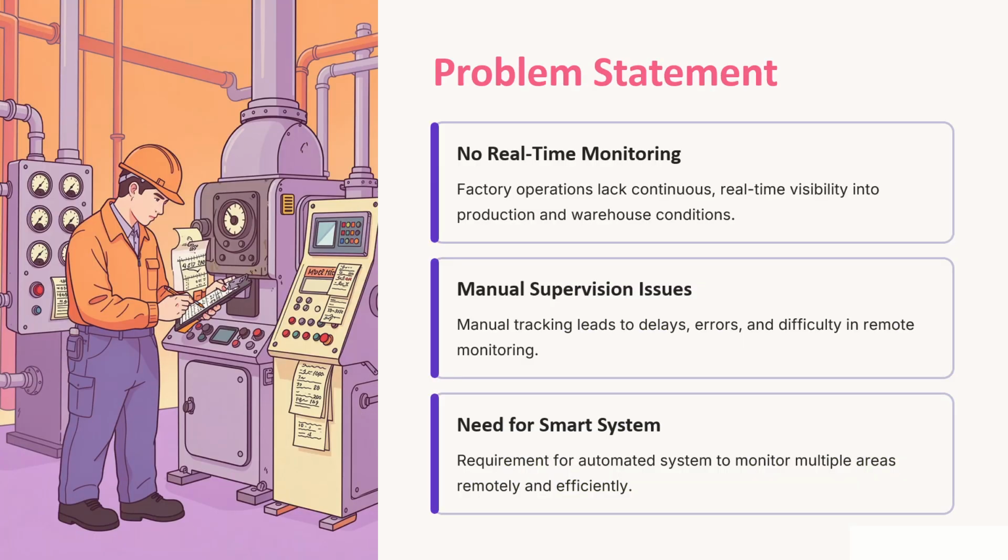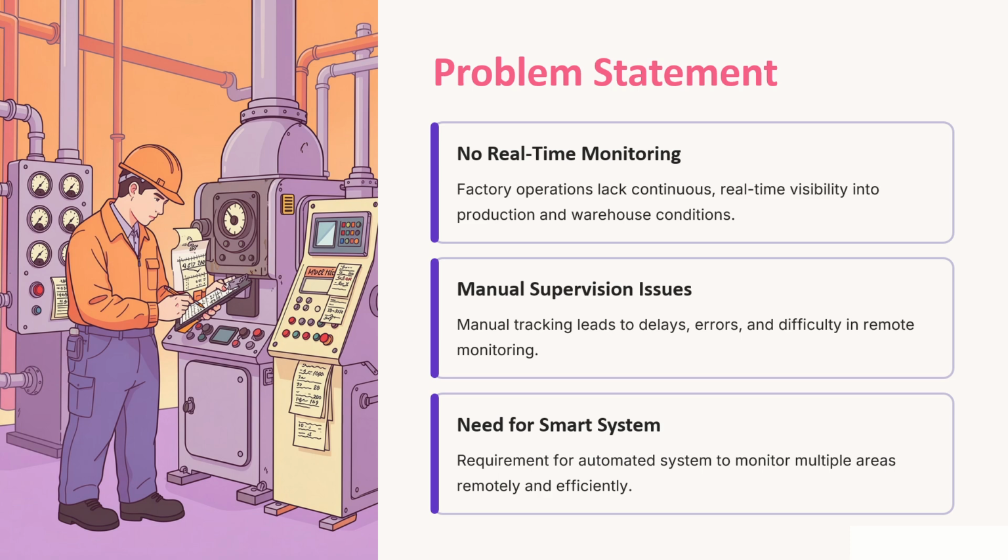Next, let's come to the problem statement. In many traditional factory setups, monitoring is mostly done manually. Operators have to physically check machines and environmental conditions, which is time consuming and not always accurate. There is no proper real time visibility of what is happening inside the factory at every moment. Because of this, problems like overheating, equipment failing, or unsafe conditions may not be detected immediately. So, this can lead to production loss, increased maintenance costs, and safety risk.